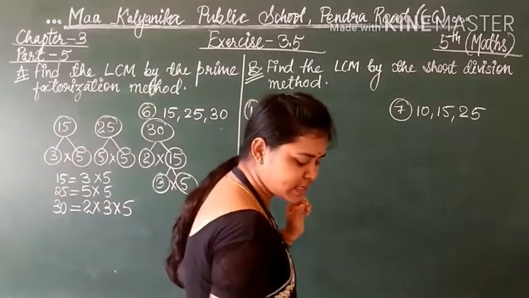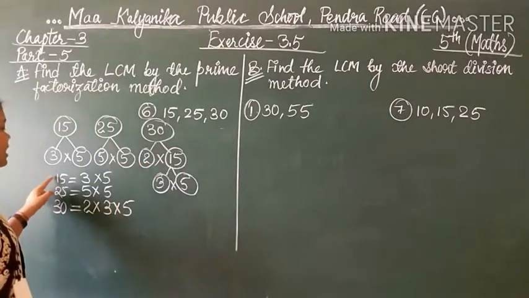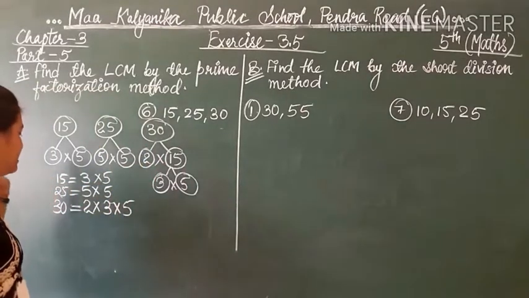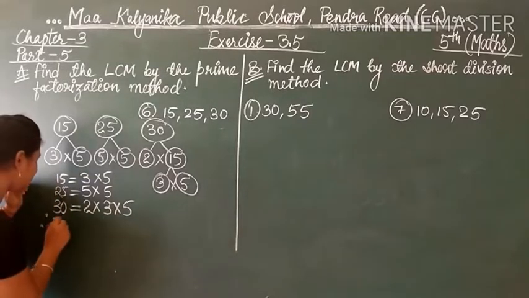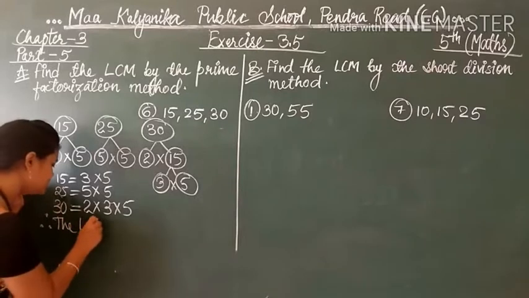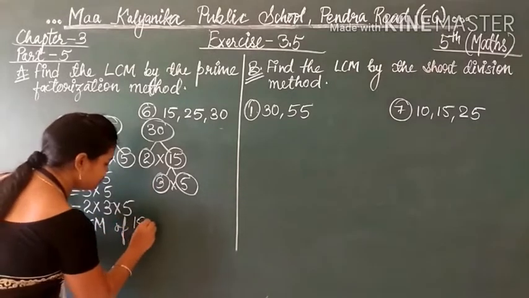So students, after writing this, what we will see now: earlier only 2 numbers were present, but here students, 3 numbers are there. So now I write here the LCM of what?